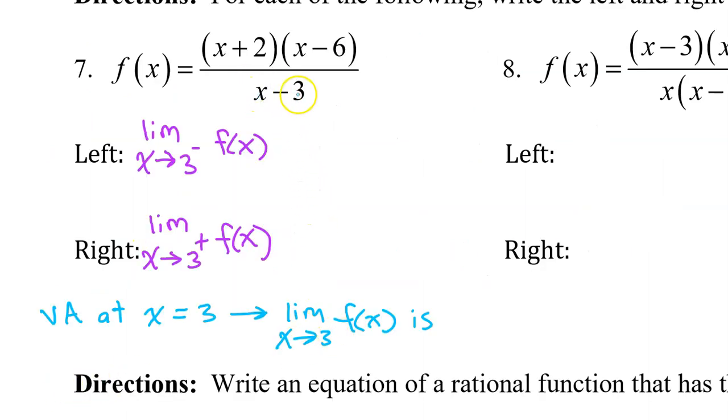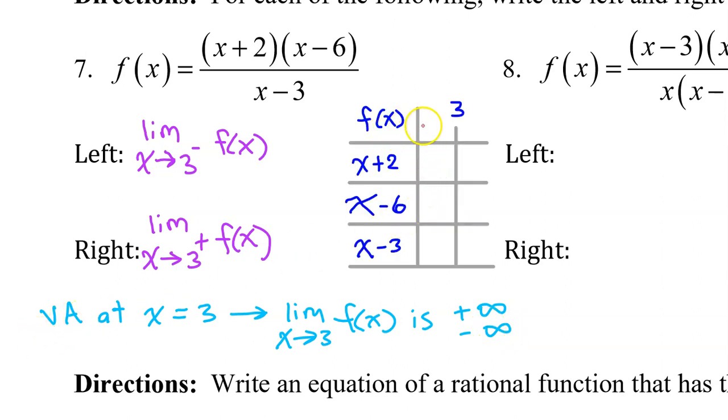In this case, the x minus 3 in the denominator does not cancel out with anything. That means we have a vertical asymptote at x equals 3. So the limit as x approaches 3 is going to be either positive infinity or negative infinity.